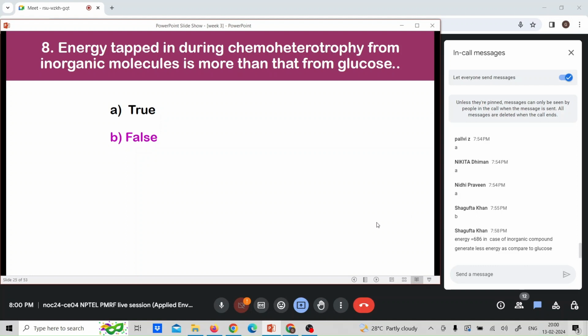Ma'am, the oxidation of glucose always generates higher energy as compared to the other molecules. So I answered B. Right, right. So two people in favor of B.